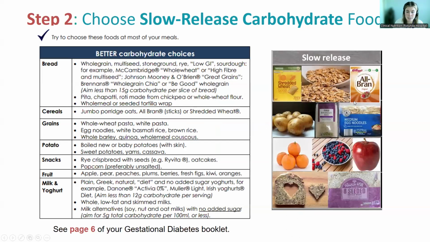In the gestational diabetes booklet that I mentioned earlier, you will see a page that looks like this. It's actually on page 6 of your gestational diabetes booklet, and it shows you the better types of carbohydrate foods to go for. We would encourage you to try to choose these carbohydrate foods at most of your meals, because we know that they work the best with your blood glucose levels.